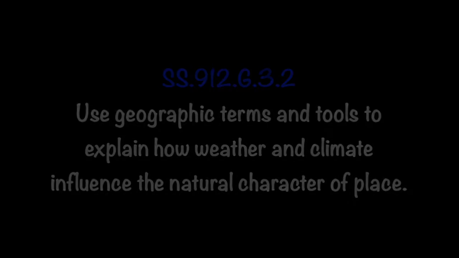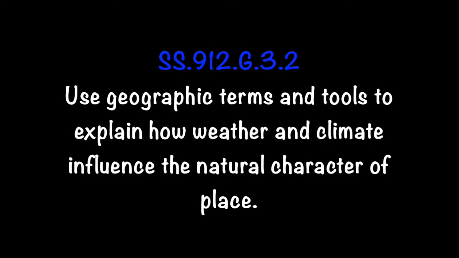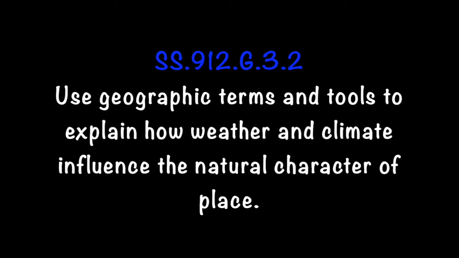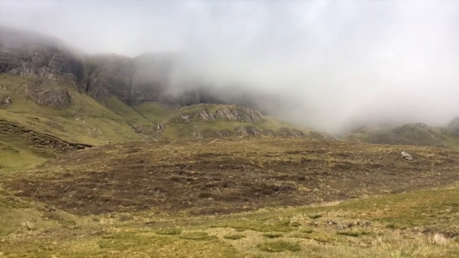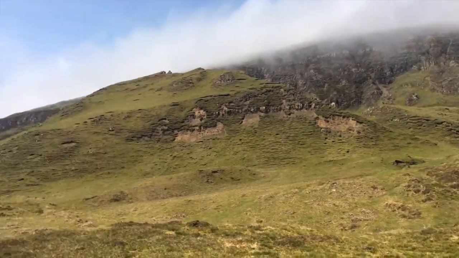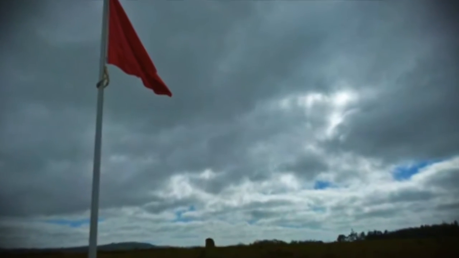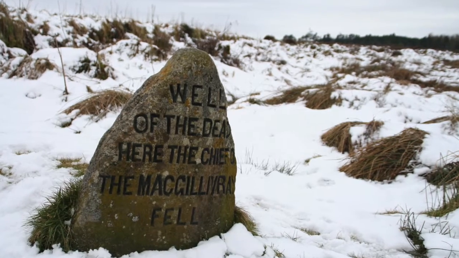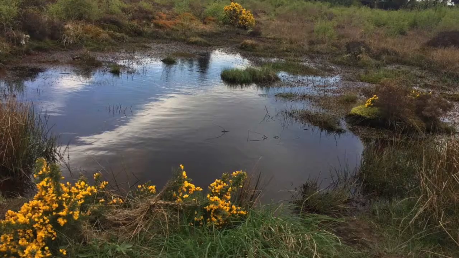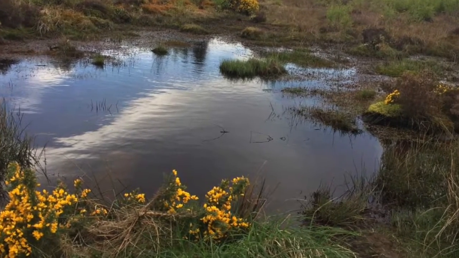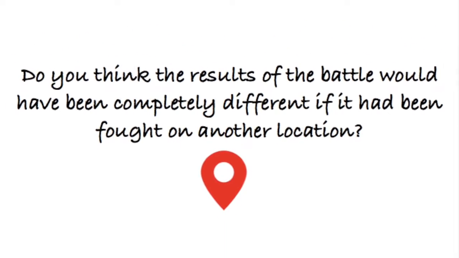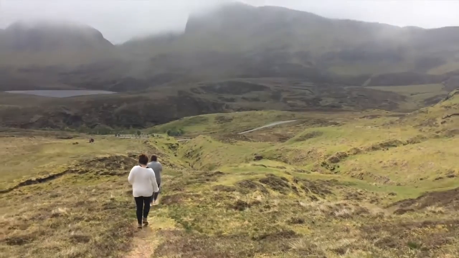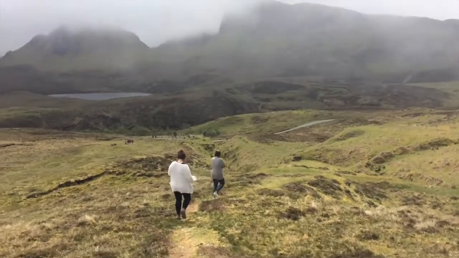have still occurred? The second standard asks you to explain how weather and climate influence the natural character of place, and I think we can all agree that the Culloden war was greatly influenced by these geographical phenomena. You learned how several outcomes of the battle were affected by the weather, climate, and geography of the Scottish Highlands, to the detriment of the Jacobite army. But do you think the result of the battle would have been completely different if it had been fought in another location? Perhaps one that was warmer and with more stable grounds?